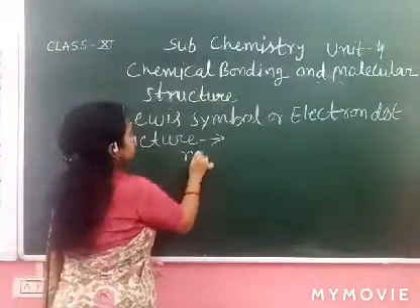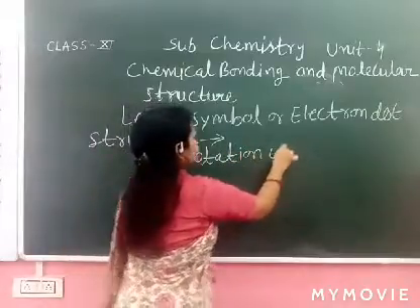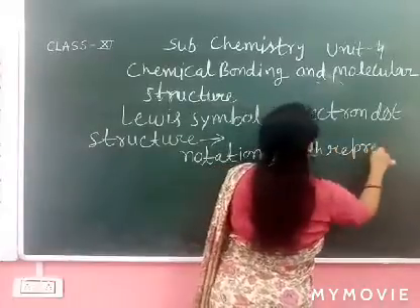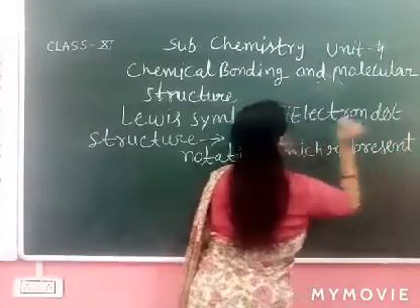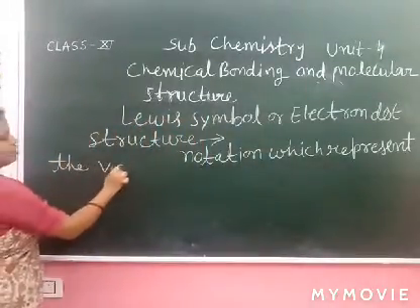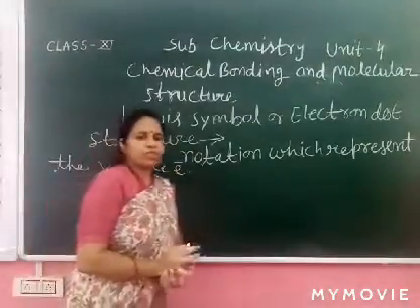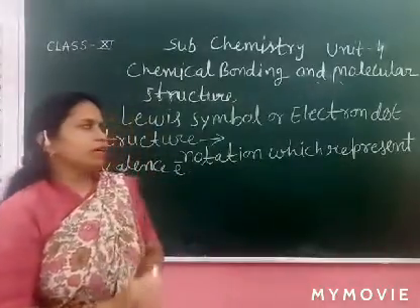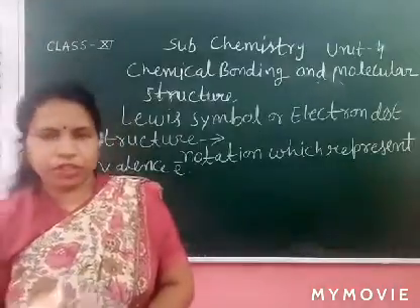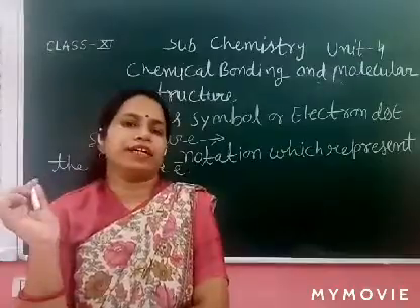Lewis symbols are the notation which represents the valence electron. Clear? What is the Lewis symbol? Lewis symbol or electron dot structure. The Lewis symbol is a notation to represent the valence electrons in an atom.